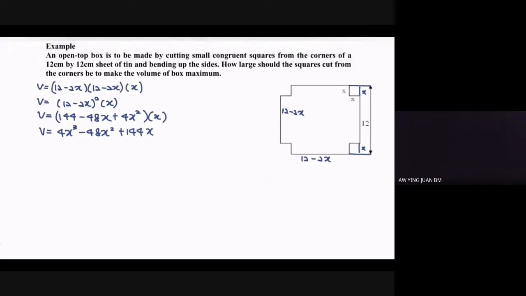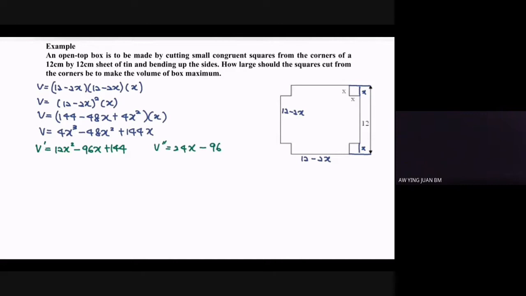Now, for the left hand side we have volume. For the right hand side we only have a single term, which is x. Next, what we have to do is to find the first derivative and the second derivative. So in here, v prime would be dv dx. So 12x squared minus 96x plus 144 for the first derivative. Next, for the second derivative, we will have 24x minus 96.